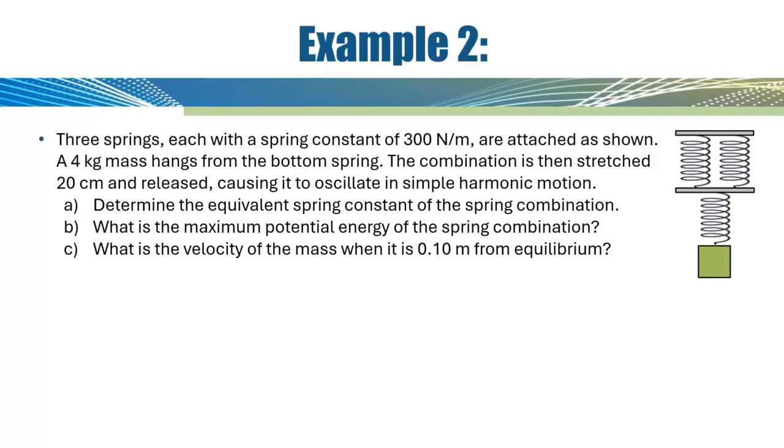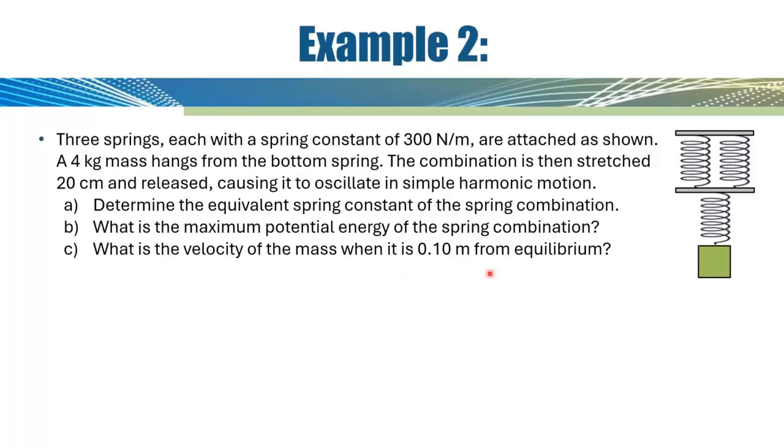In example 2, 3 springs, each with a spring constant of 300 newtons per meter, are attached as shown. A 4 kilogram mass hangs from the bottom spring. The combination is then stretched 20 centimeters and released, causing it to oscillate in simple harmonic motion. Letter A says determine the equivalent spring constant of the combination.